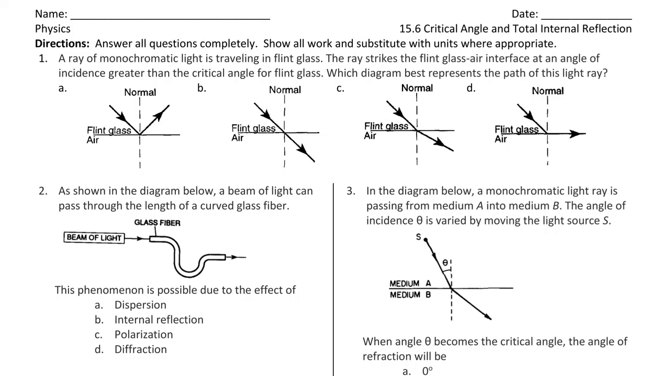Hi, and welcome to 15.6 Critical Angle and Total Internal Reflection. Total internal reflection is a special case of refraction. So we're still going to be doing Snell's law.